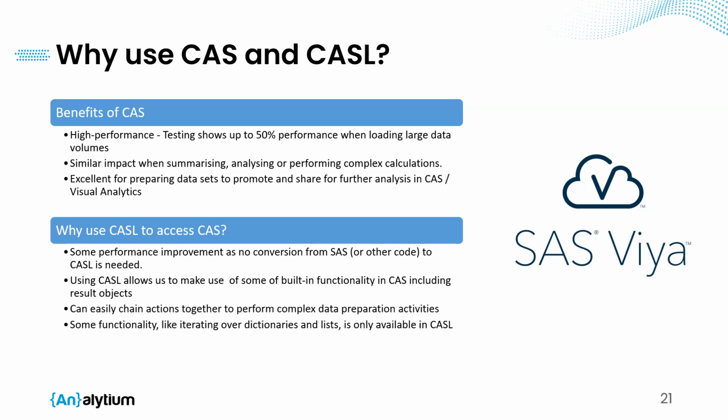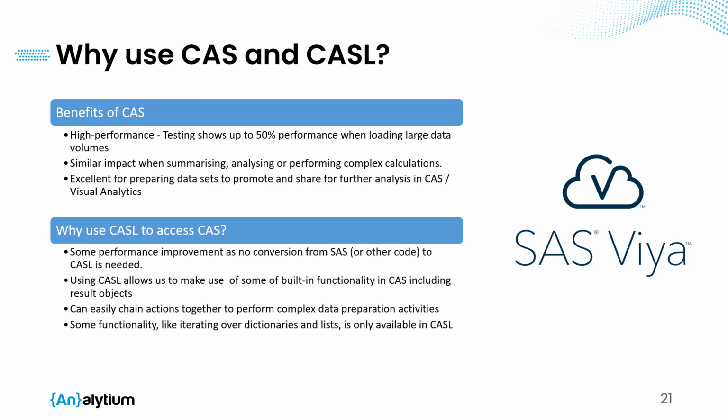Why use CASL rather than just use SAS? You get some improvements in that you don't need to convert from SAS or other code to CASL. And using CASL allows us to make use of some of the built-in functionality in CAS, including result objects. And as you see, you can easily chain together actions to perform complex data prep. And some functionality like iterating over dictionaries and lists is only really available in CASL. You could emulate it with macro type code, but this is native to CAS, so it seems like a very good way of doing that.